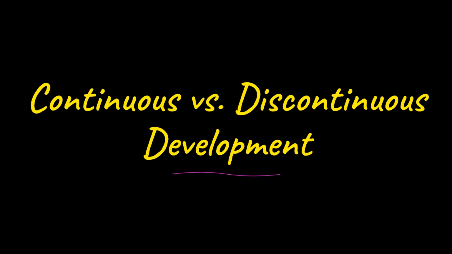D is wrong because the reminiscence bump is an autobiographical memory phenomenon, unrelated to whether physical development is continuous or staged. One of the oldest debates in developmental psychology asks whether psychological growth happens gradually or in distinct stages. The answer turns out to depend on which trait you're studying.